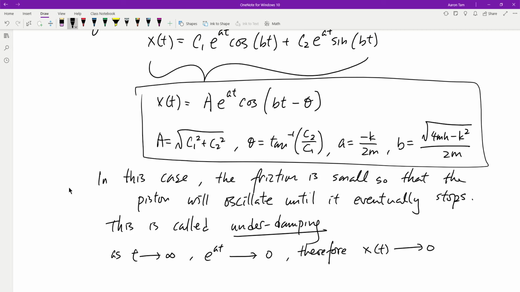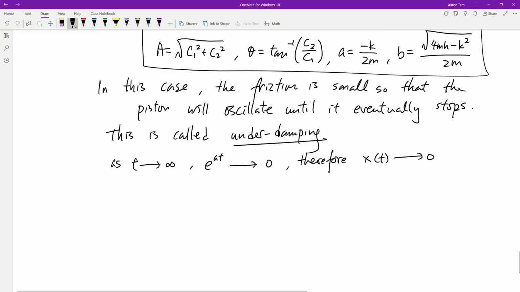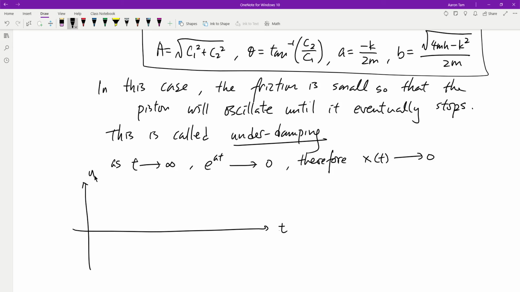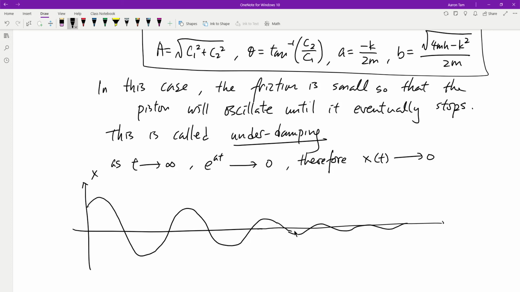So how is that different than overdamping? In this case, what happened would be the following. Oops, x, I'm sorry. X will start off and then go across, and then go back up and then down, and then up and down, up and down, until the oscillation becomes so small that we can say that it's kind of stopped. And that's what underdamping is.